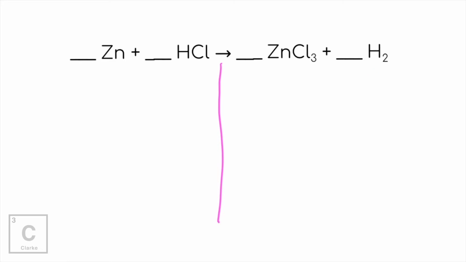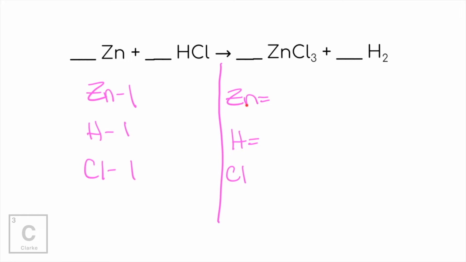We need to list all of our elements on both sides. Now, I normally start with my reactants. I've got 1 zinc, I've got 1 hydrogen, and I've got 1 chlorine. I like to keep the same order on the products, even if they're in a different order. If we have zinc here, we're going to want to compare that to zinc over here. Hydrogen here, we want to compare that to hydrogen. So we want the same elements to be beside each other so we can better see what we have. So let's get back over to our products. We have 1 zinc, we have 2 hydrogen, and we have 3 chlorine.